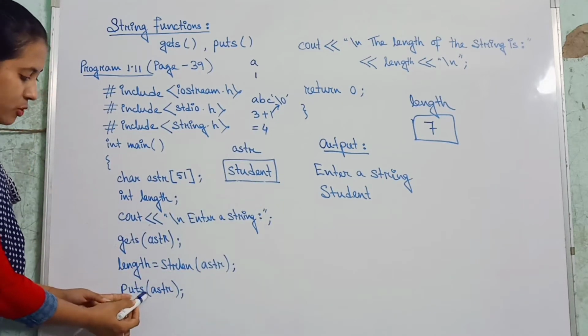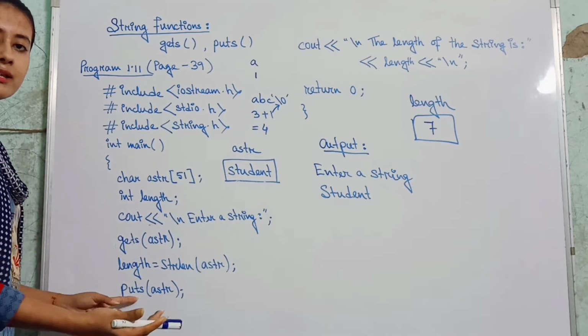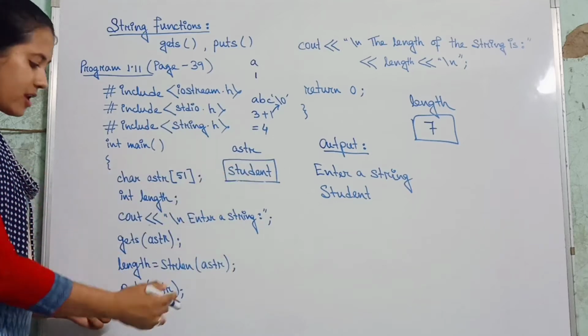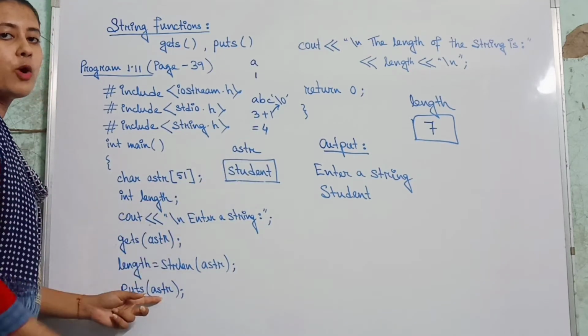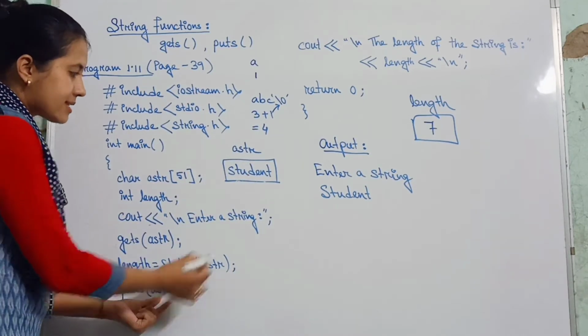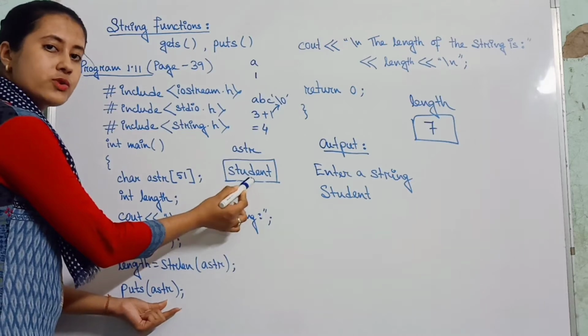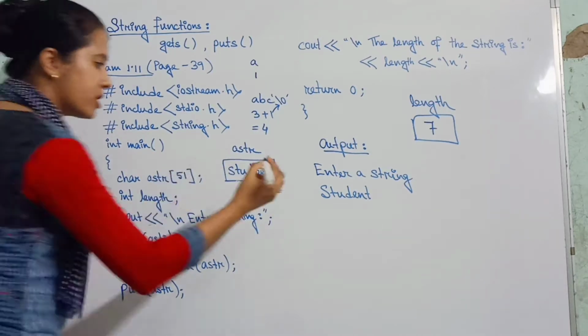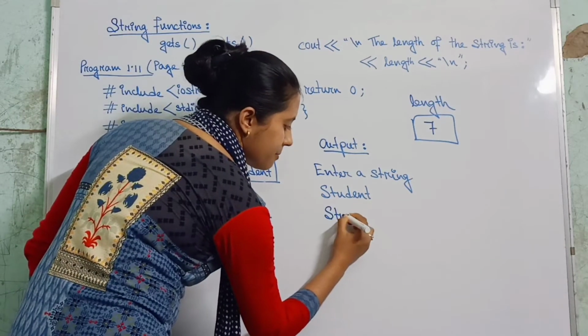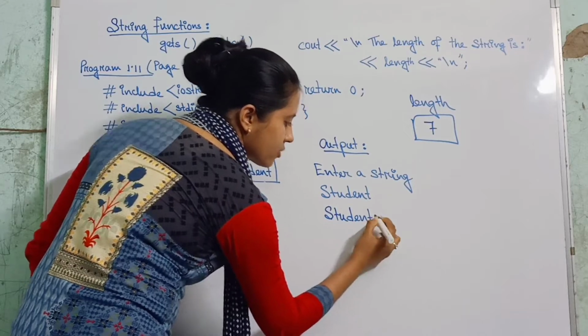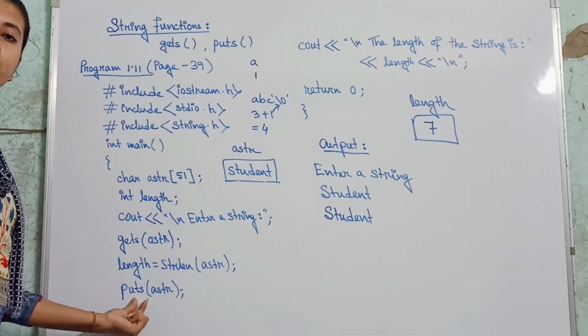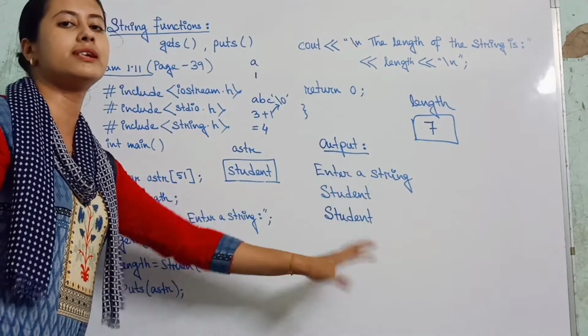Now it is getting put as str. Puts means it has to insert the value of str onto the monitor screen. So str is having the value what? Student. So this student must be displayed on the monitor. So it will simply print student. So what is the meaning of puts? Puts is just simply printing the value.